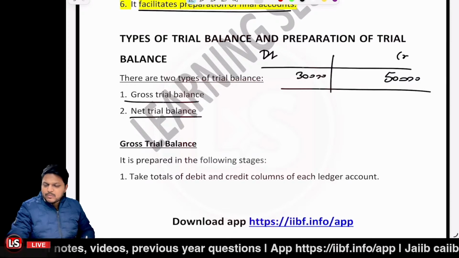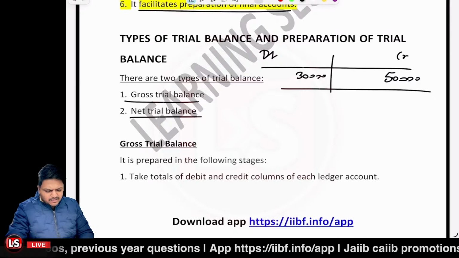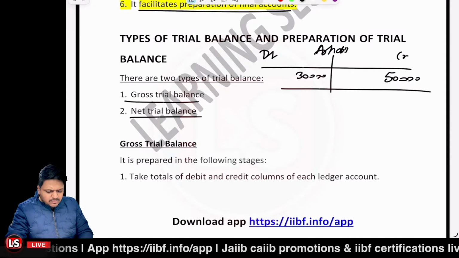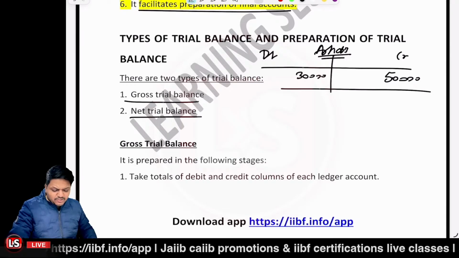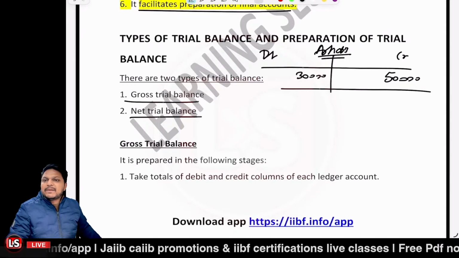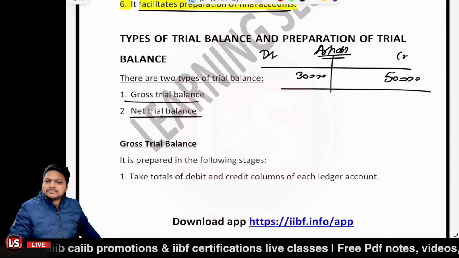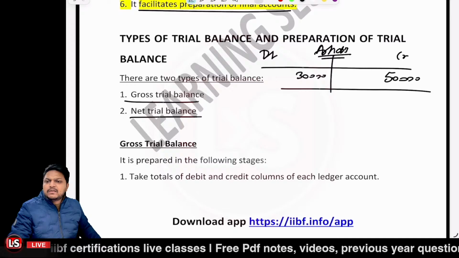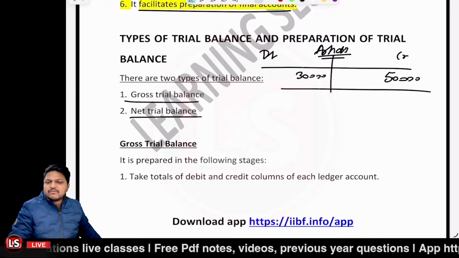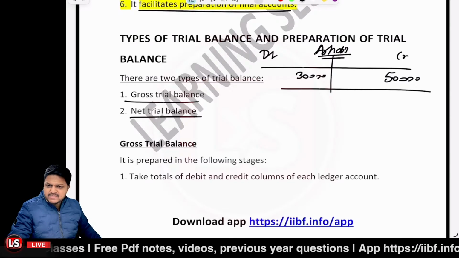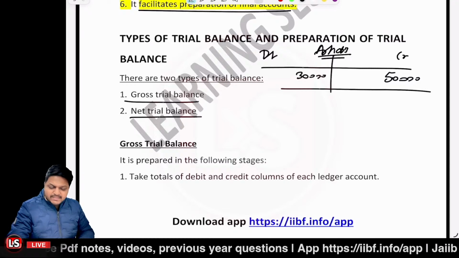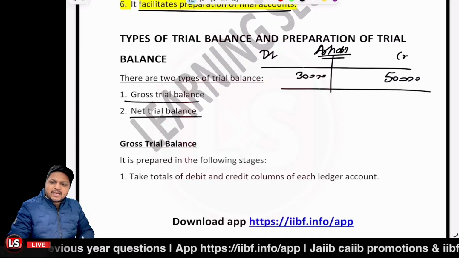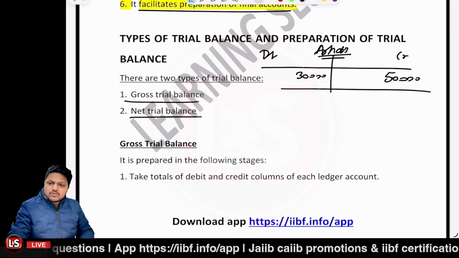So there are two balances that I have mentioned. Let's say it's Arnab's account, and I have mentioned the amounts over here: 30,000 on the debit side and 50,000 on the credit side. Now, how is the balancing to be done? What amount is to be written on what side? Which side is higher? The credit side is higher. The total of the debit side is to be subtracted from the credit side, so the credit side is higher by 20,000 rupees.